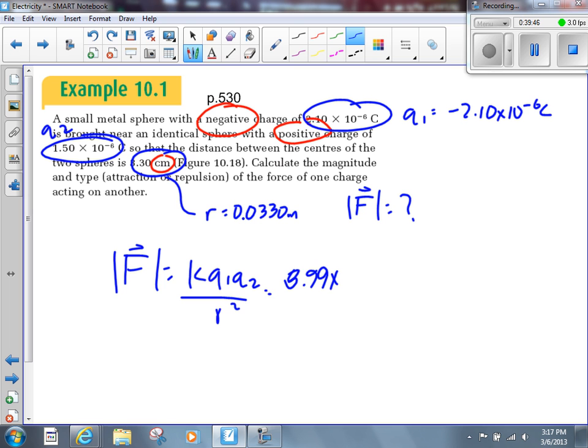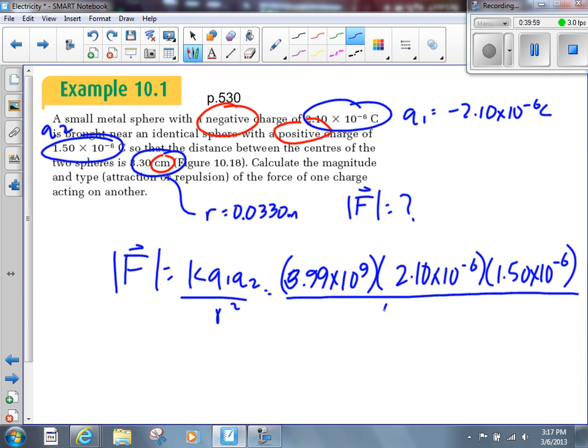8.99 times 10 to the 9 times 2.10 times 10 to the minus 6 times 1.50 times 10 to the minus 6. We divide that by the square of the distance. A really, really common mistake here, and I guarantee if this is a multiple choice question, that mistake will be one of your options. Forgetting to square that r. Don't forget to square that r. I'm telling you that right now. There's 8 of you, but in all likelihood, at least 2 of you on your unit test will forget to square that r. Don't be one of those 2.